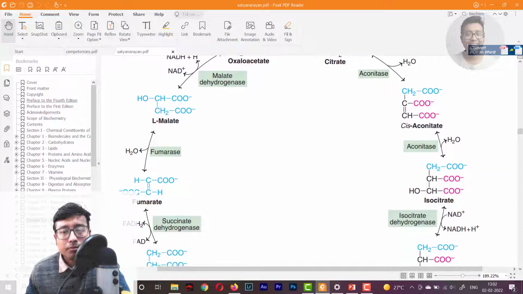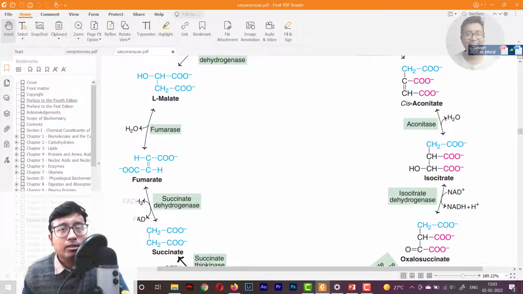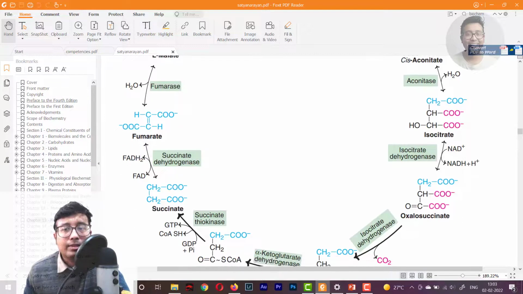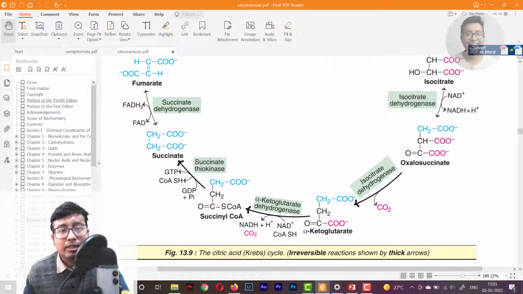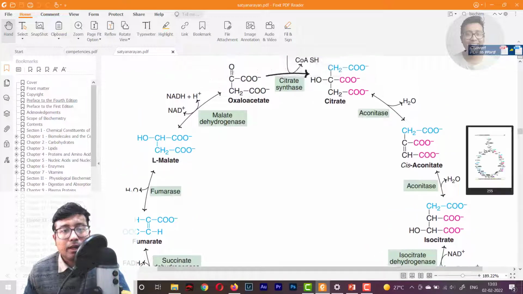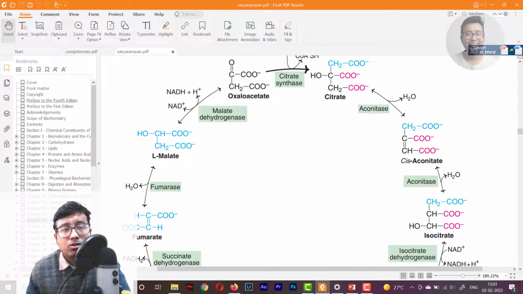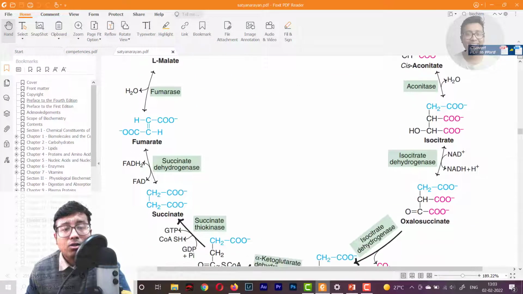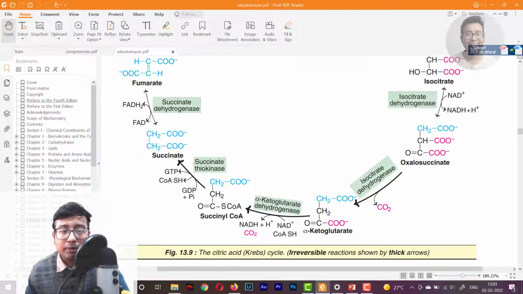Next, you need to know in which step reducing equivalents are produced. In the citric acid cycle, please know that direct ATP is not produced. NADH, FADH2, GTP, etc. are produced. So you need to know those steps. There are 2 steps in which NADH is produced. There is one step in which FADH2 is produced, and you need to know this enzyme. Also, NADH is produced elsewhere, and you also need to know the step where GTP is produced.